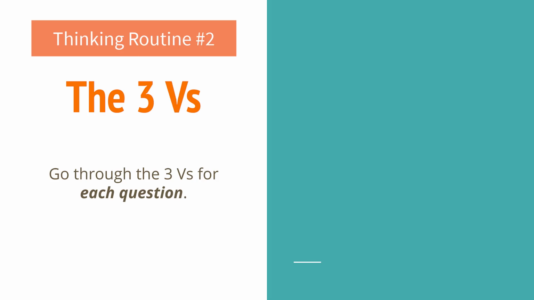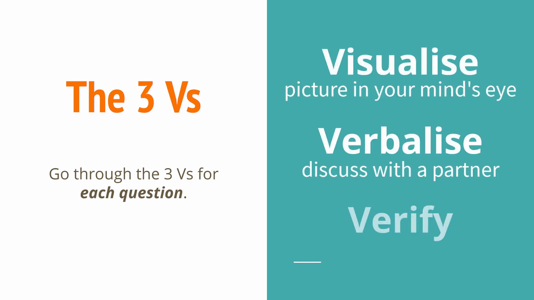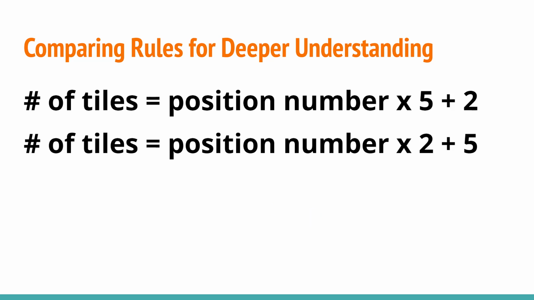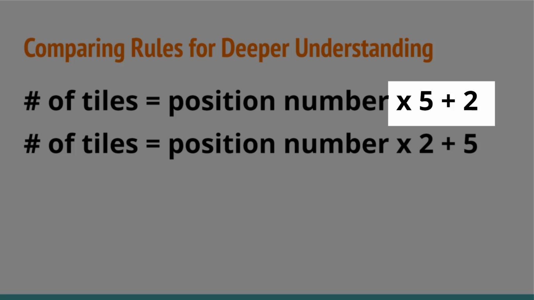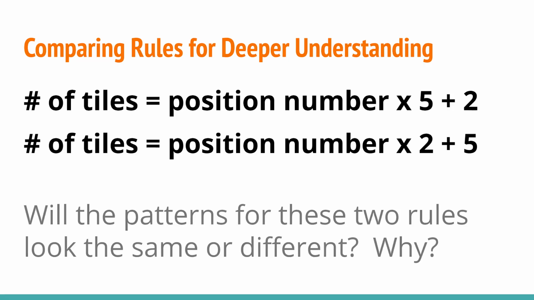We might also use the thinking routine, the 3 V's, which stands for visualize, verbalize, and verify. What does that look like? Well, we might give them a question. So in this case, we're going to compare 2 written rules for growing patterns. We have the number of tiles is the position number multiplied by 5, add 2. And the sort of reverse pattern, position number multiplied by 2, add 5. And we're going to ask students this question: do they think the patterns for the 2 rules will be the same or different, and why?